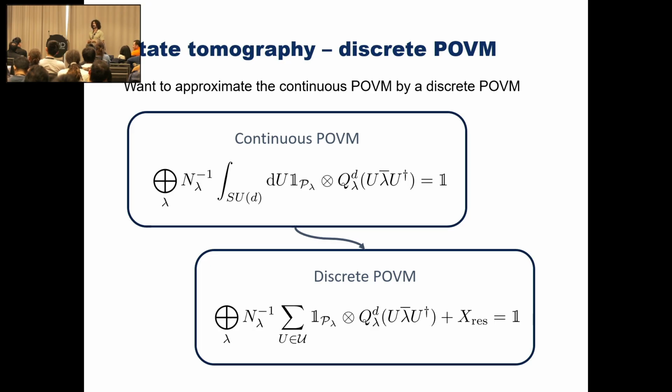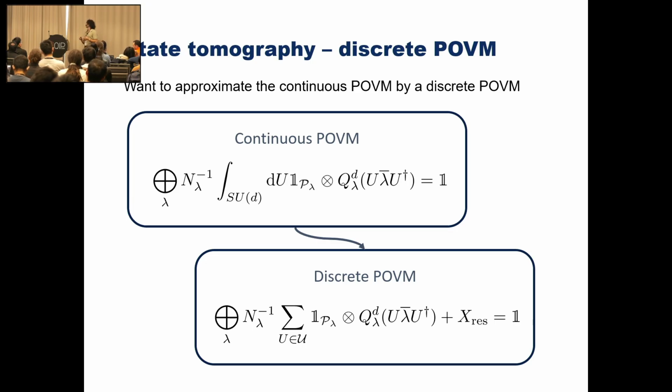Of course, this is going to induce some sort of error penalty given by this X residual. What this means is that whenever you apply this P of M, you're going to have some error probability, namely the one where you end up in the X-res domain. But we show in our work that this is actually exponentially suppressible, so it's not really a problem.